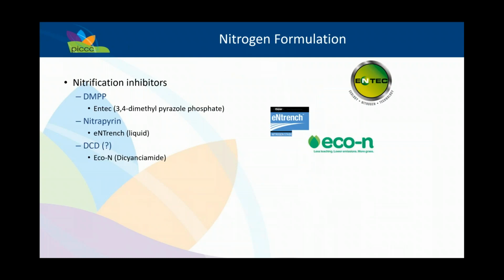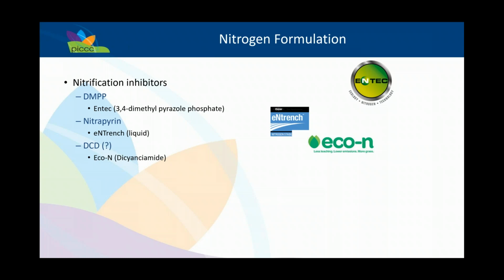Now, touching a bit on nitrogen formulation, we do have a number of different products on the market that you might encounter, particularly with the whole carbon farming, carbon neutral discussion we're having, reducing the emissions of nitrous oxide from nitrogen fertilizers. There are these inhibitor products out there like DMPP or ENTEC, it may be called, Entrench or nitrapyrin, and a product called EcoN DCD. I've got a question mark there because it's banned currently, but it's about to come back on the market. It was banned for the wrong reason, and I can explain that later if you want, but it will become a product again in the near future.